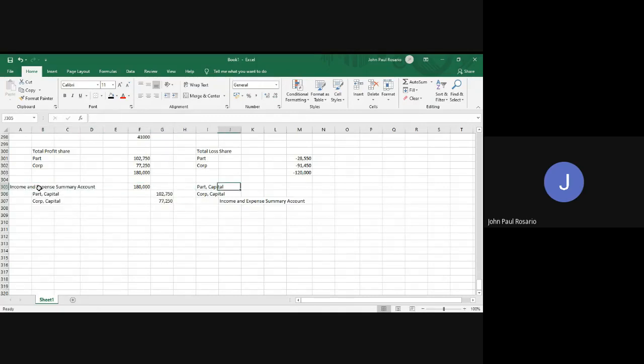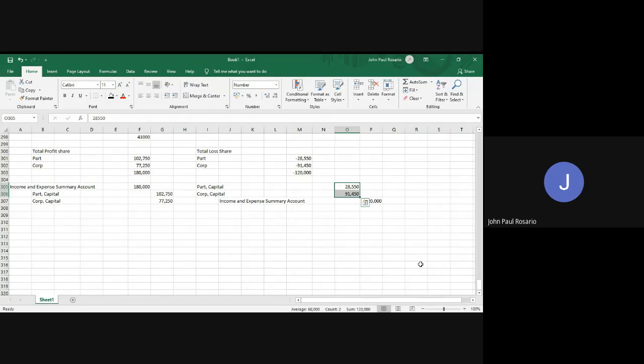Okay. And then the total should be 120,000. Then Part's share is 28,550. That is negative capital, so it is a debit. And then Corp's share is 91,450. Okay, so that totals 120,000.